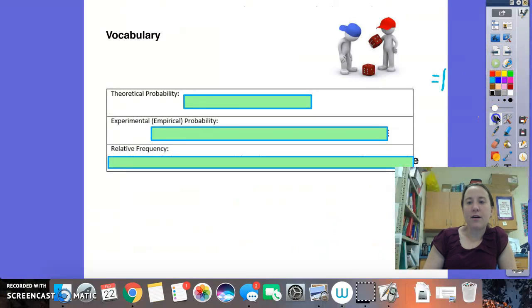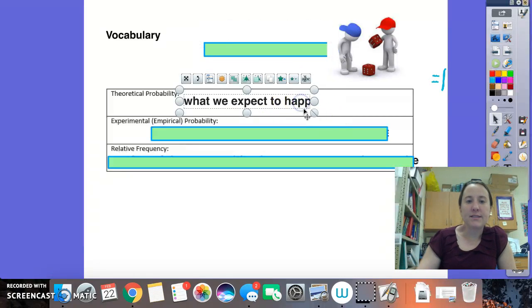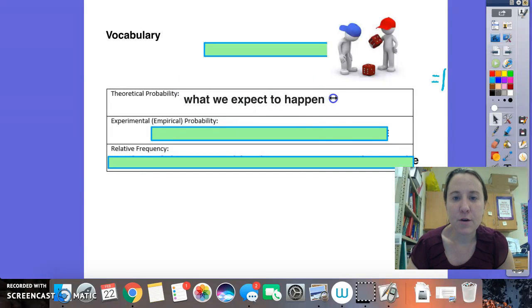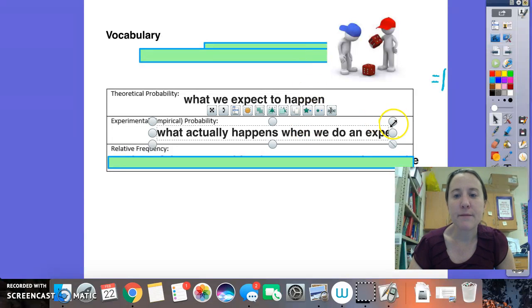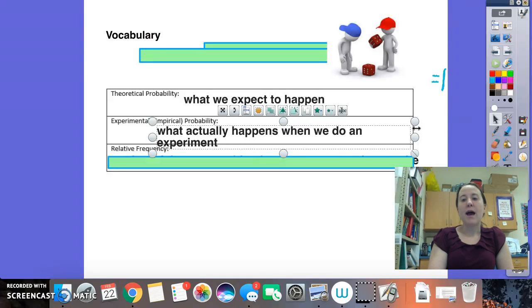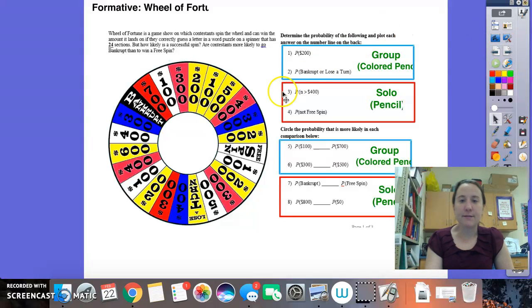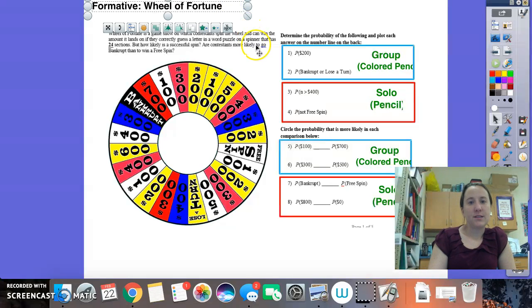We also talked about a couple of other vocabulary terms other than likelihood of things happening. We talked about the difference between experimental and theoretical probability. So theoretical is what we think is going to happen, what should happen. And then experimental or empirical, those are the same meaning, those 2 words, is what happens when we actually conduct an experiment. It might be the same as our theoretical, or it might be completely different. So we talked about this Wheel of Fortune example. This one was one of our formatives for this unit.